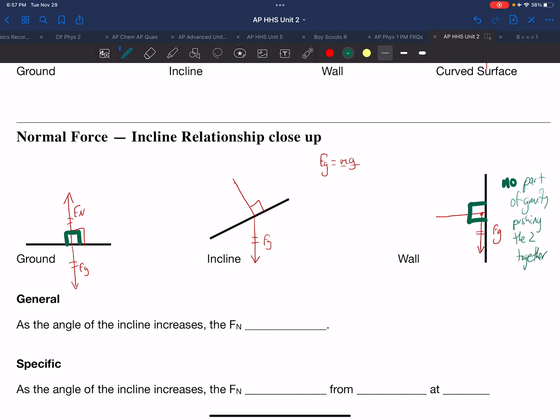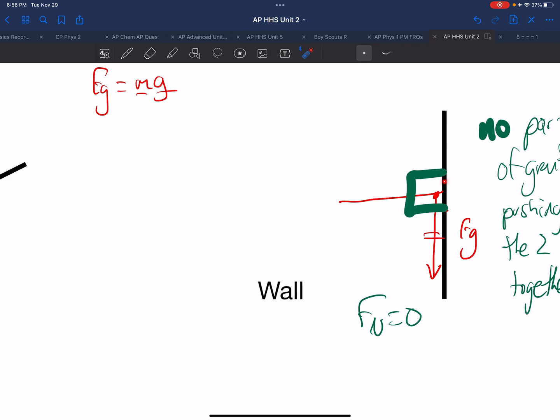And when we are on the ground, all of gravity is pushing the two together. So what you should probably see at this point is that when it's flat, normal and gravity are equal and opposite to each other. And if we look at the case where it's at the wall, the normal force is 0, because there's no part of gravity pushing it into the wall. There is no need for the electrons here to be repelling or supporting each other because they're not being pushed together at all.